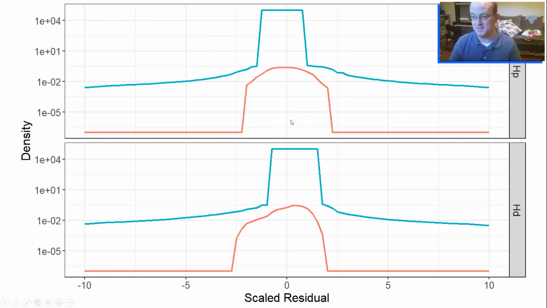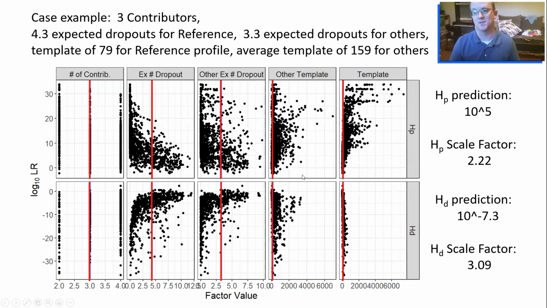And so we will use this now to characterize what is an LR range for a given case. So suppose our case example had 3 contributors, where the expected number of dropouts for the reference profile was 4.3 and 3.3 for the other components of the mixture, with a template amount of 79 for the reference profile and an average template of 159 for others. So this now describes the feature set for the currently encountered case. And we don't know whether that's HP true or HD true.